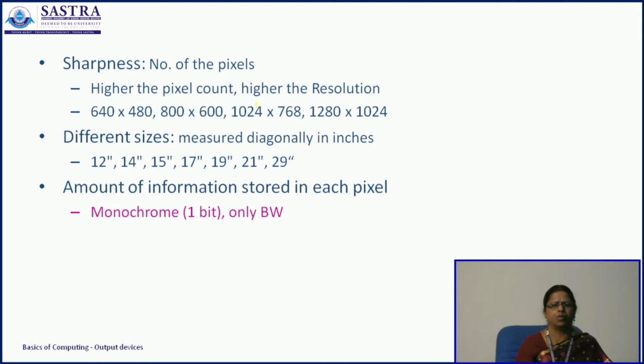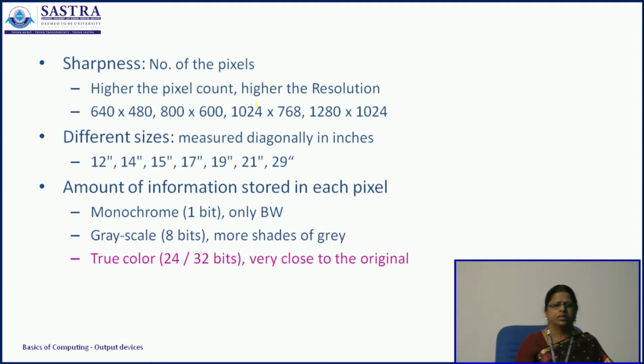If it is a monochrome monitor, we use only 1 bit. That means it is capable of either black or white, because 1 bit is enough to represent a 0 or a 1 in the case of a black and white picture. When you say it is a grayscale monitor, it is capable of handling 8 bits at a time, and we can have more shades of gray. When the number of bits is 24 or 32, we get true color which is very close to the original. It will look like a photographic image as well.